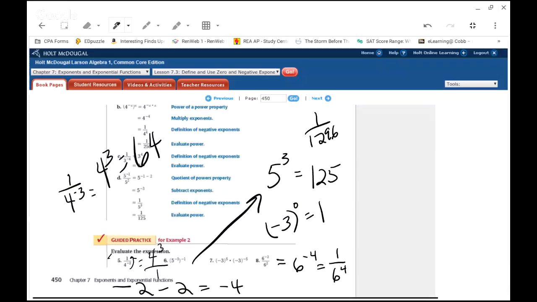Was that all the guided practice, or are there more? I had a question on number 8. Since there's a 1 on top, you can't just take away the 1, right? No, because if you just took away the 1, 1,296 is a very different number than 1 over 1,296. 1 over 1,296 is a itty bitty teeny tiny fraction. Does that make sense? Yeah.